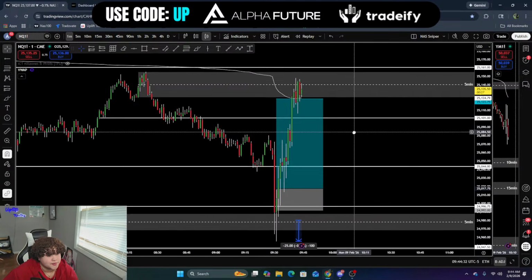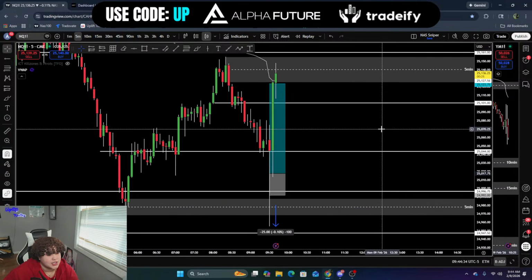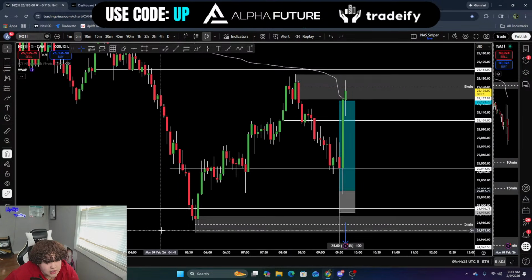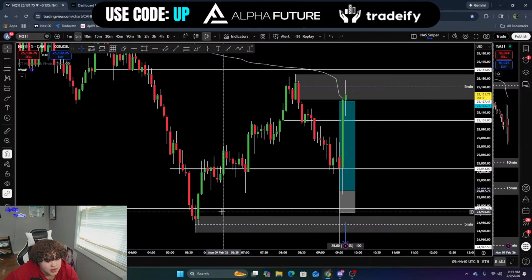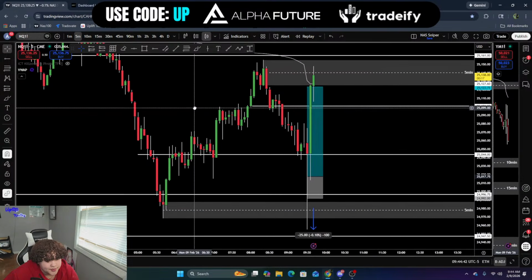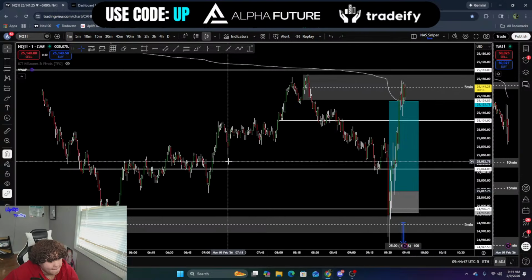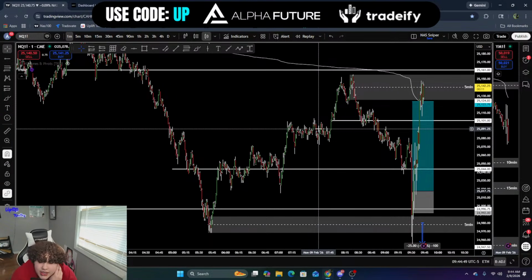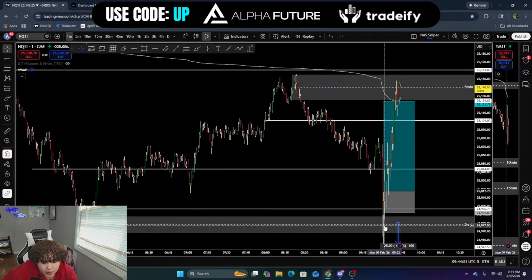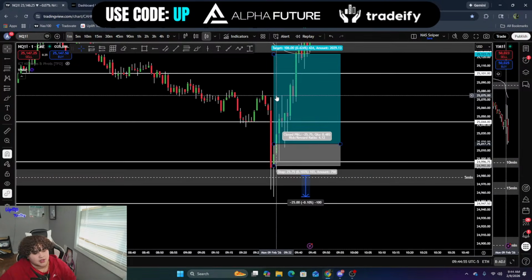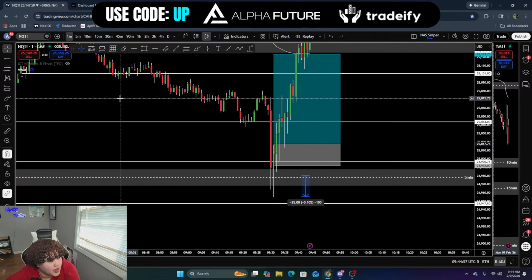Yo, and it's literally what I expected. I expected the market to go back into the range. It's not like I predicted it, but what really made me take the long was this right here, the bounce off of the zone. That's the only thing I went off of.